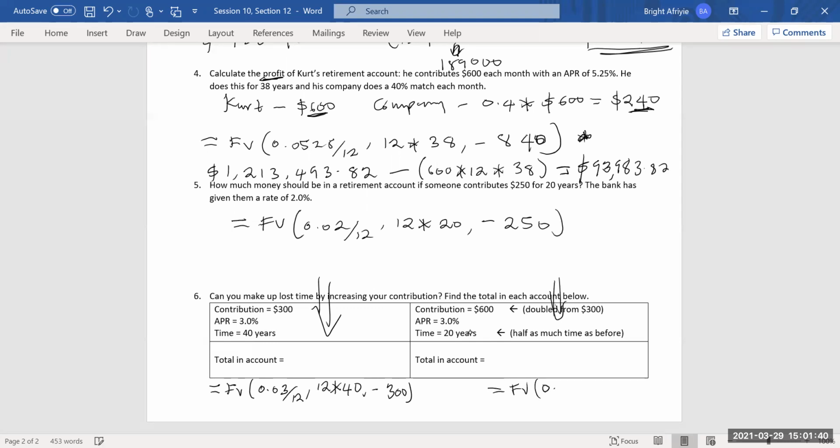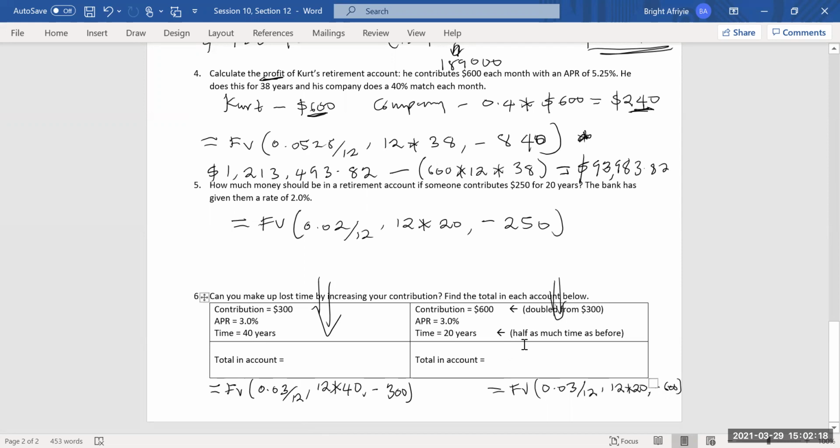The rate is 0.03, still the same rate, divided by 12. And this time you're doing 12 by 20 years, but the amount is doubled to 600. So put these two in Excel and check the balances. All right, so what's the conclusion after you put these two in Excel? Okay, you're going to realize that though this guy tried to double the amount, it still wouldn't catch up with this guy who has been contributing 300 for 40 years.